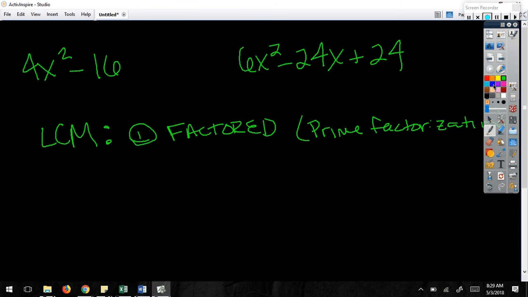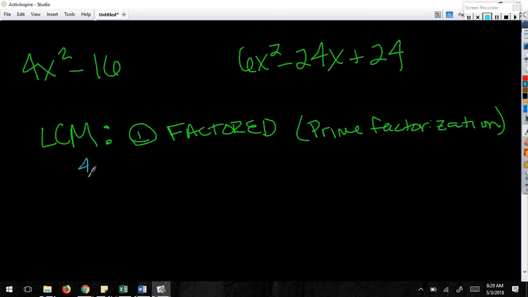What's left when I take out 4? x squared minus 4. Can I factor that any further? Yes. How? x plus 2, x minus 2. I'm going to change this 4 also.